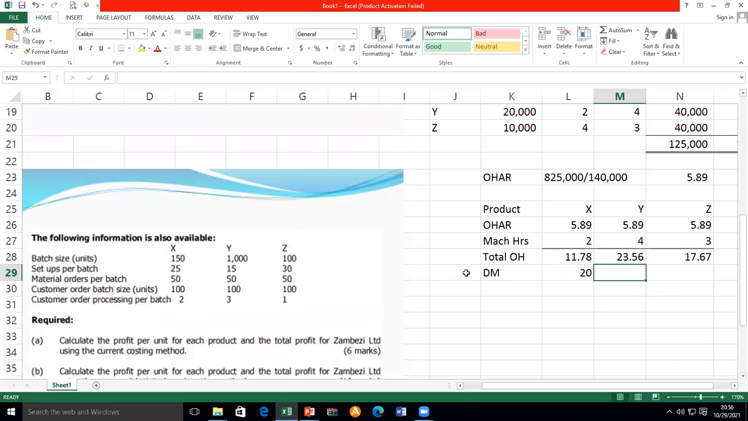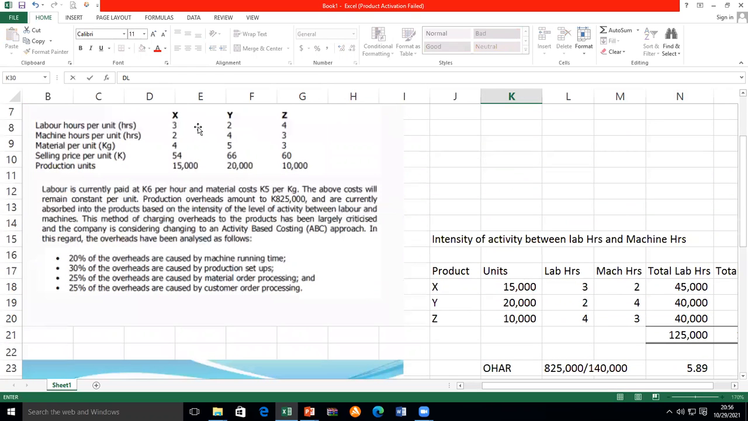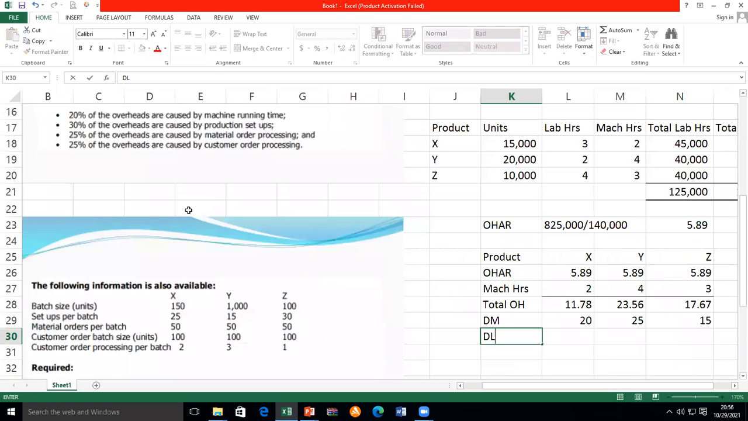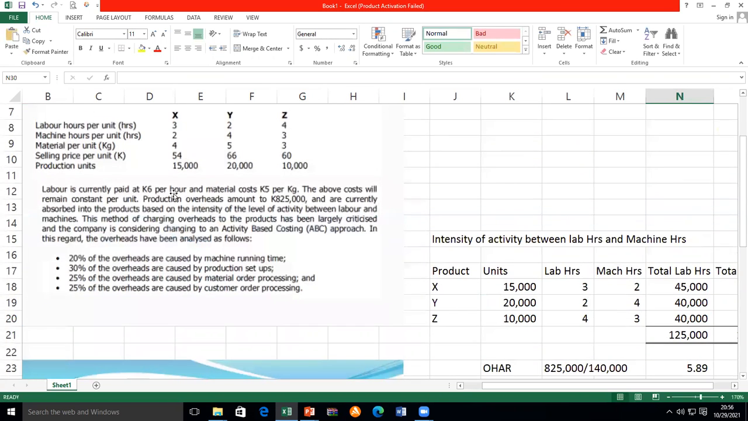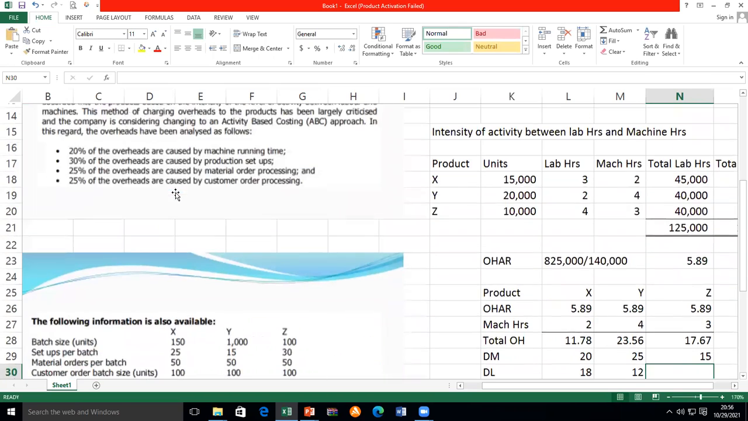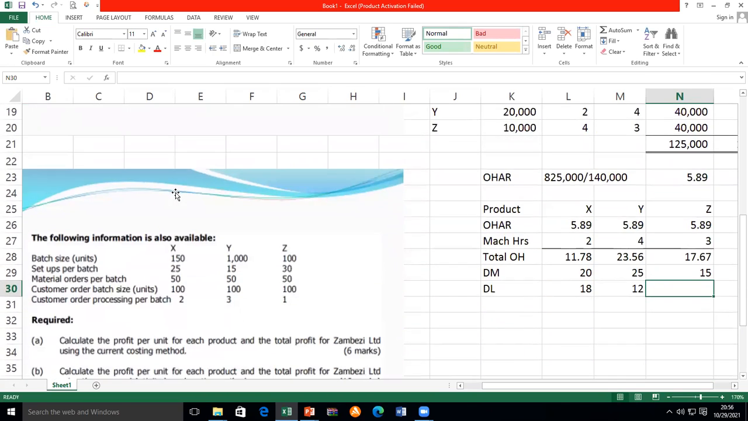There, and there, 15. What of direct labor? Again, direct labor. The labor is here 3, 2, and 4, multiplying by 6. So 6 by 3, you've got 18, you've got 12, and you've got 4 times 6, 24.